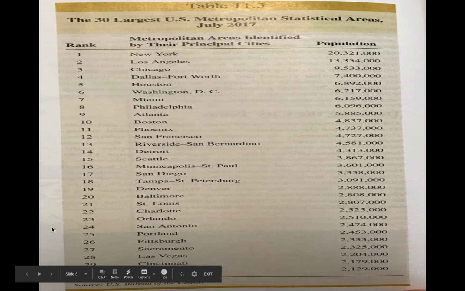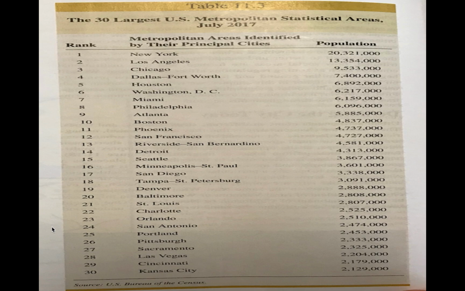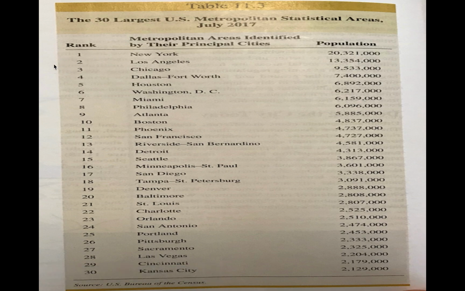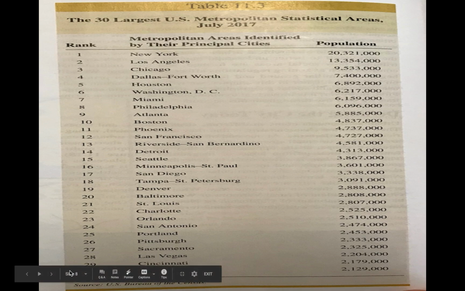Here's a look at the 30 largest MSAs as of 2017 in the U.S. So we can see that they reflect our large cities, with New York, Los Angeles, and Chicago. And again, when we look at MSAs and when they overlap, they form megapolises. And so when we look at this chart, we can begin to see where we might see megapolises in the United States, such as near New York or Los Angeles or Chicago.